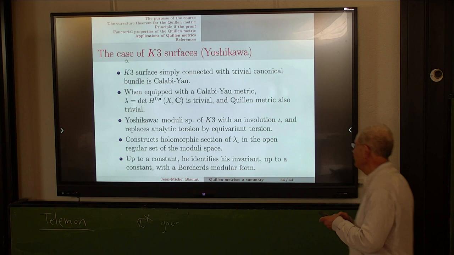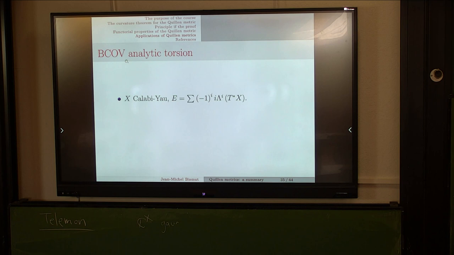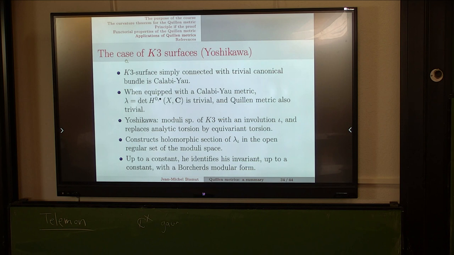I don't understand what this statement is supposed to be. Sorry? The sections on the moduli space of K3, right? Yes, yes. And Borcherds' is a function where? It's on the moduli space of these K3 surfaces with antisymplectic involution.